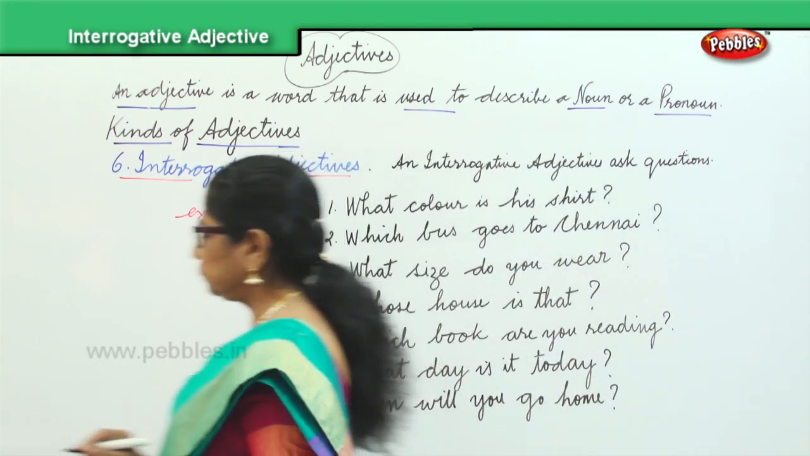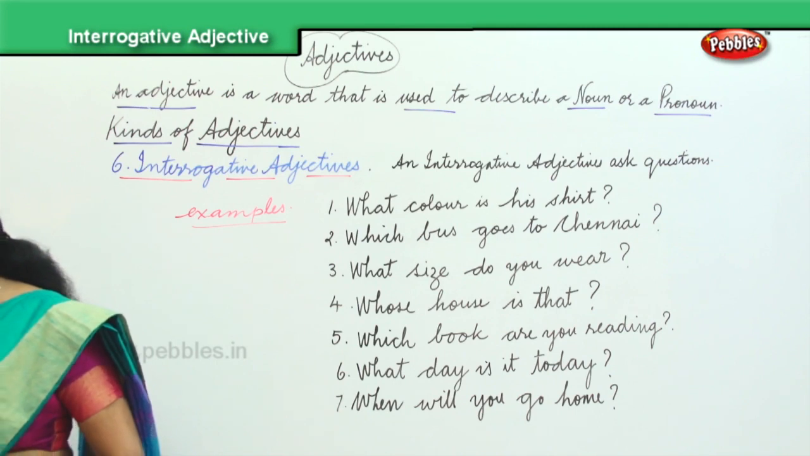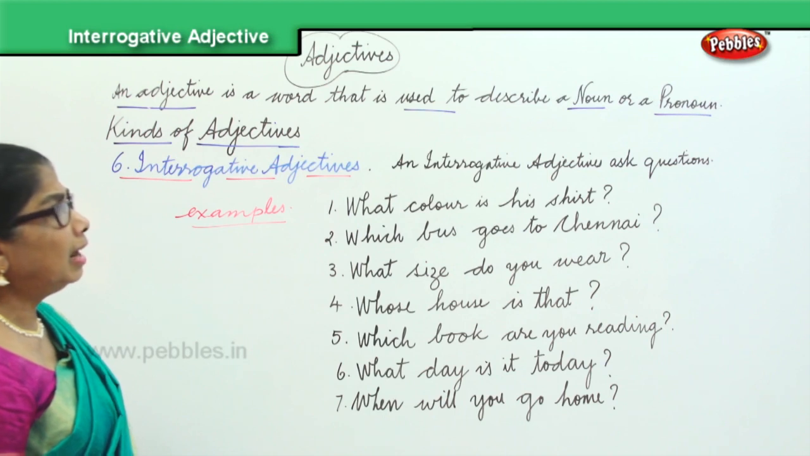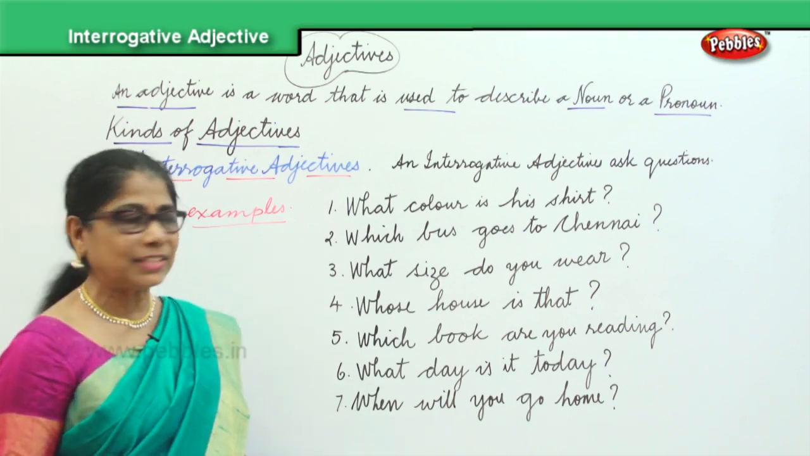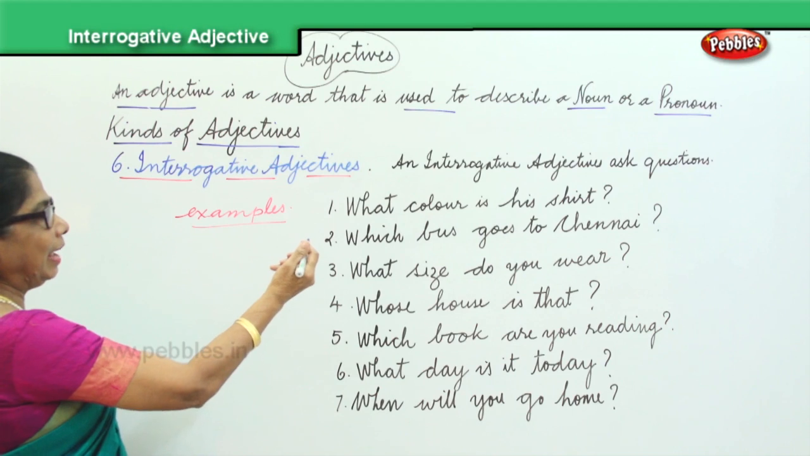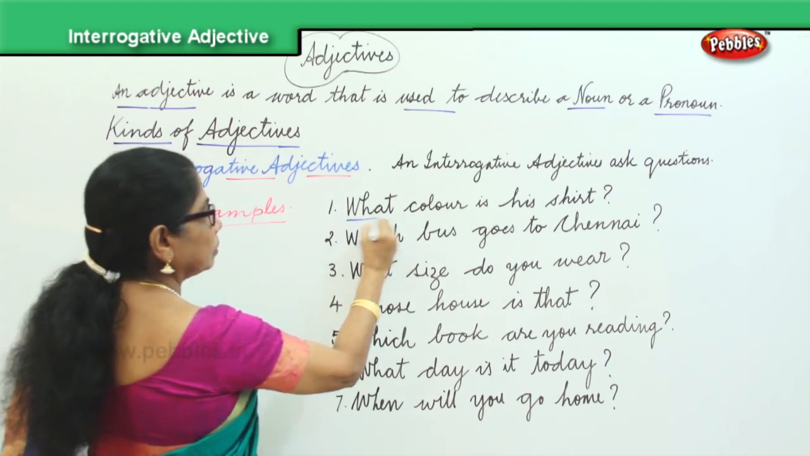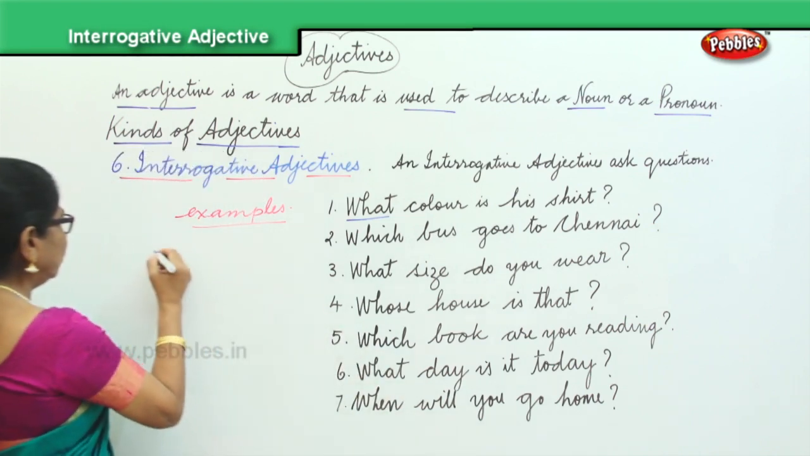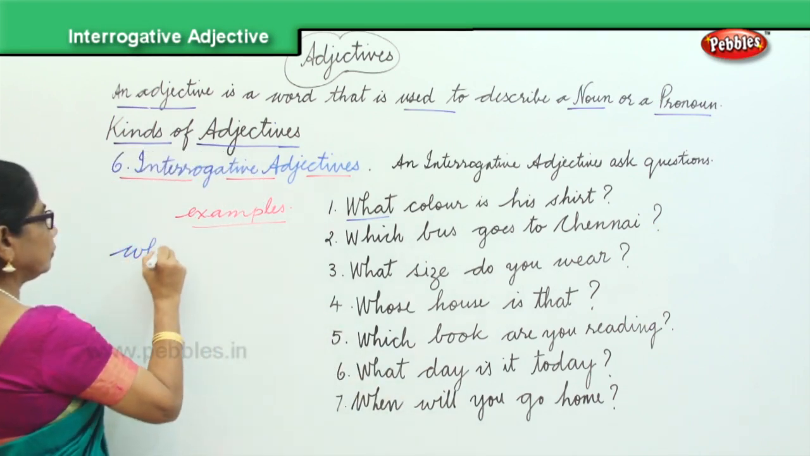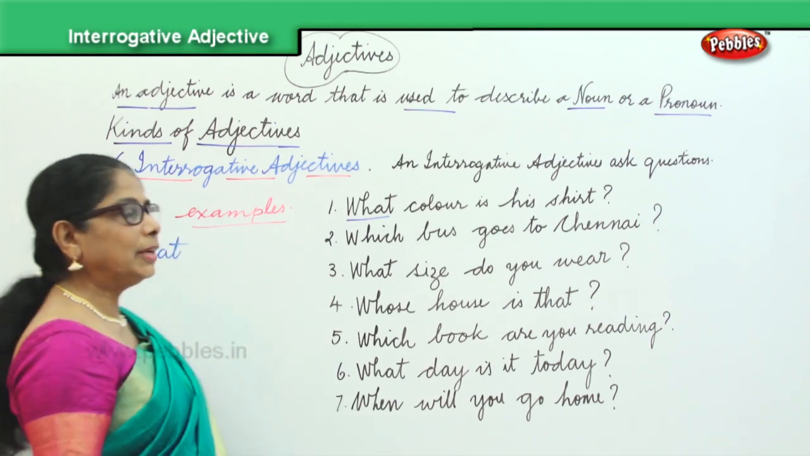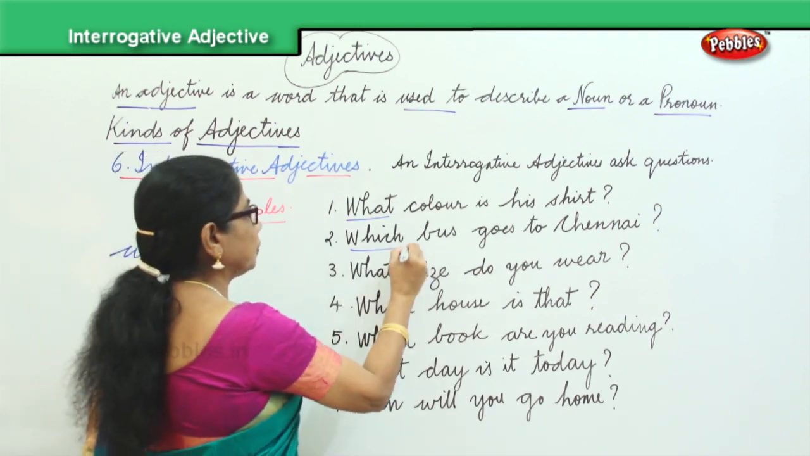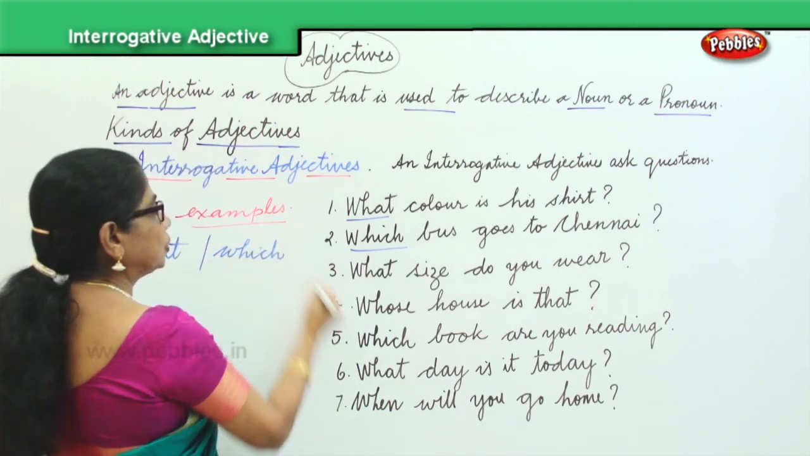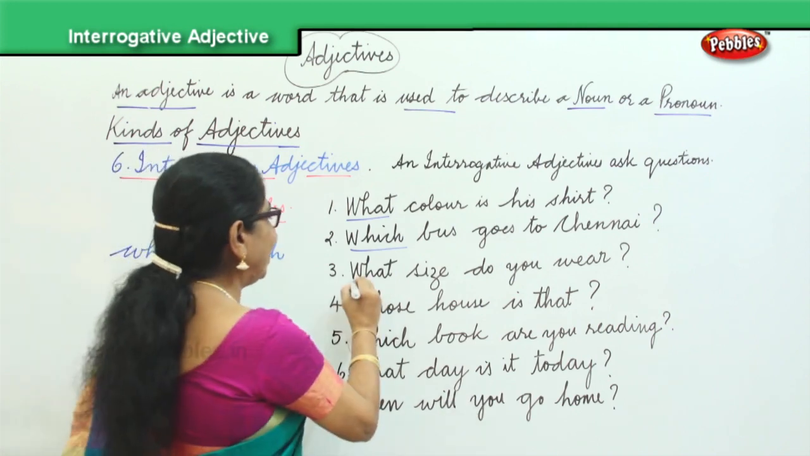Now, we said interrogative adjectives ask questions. Very simple. So we have what? What color is his shirt? What? So the word what. Which bus goes to Chennai? Which? What size do you wear? What?